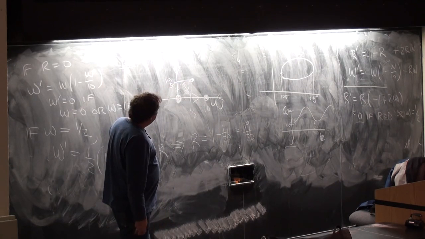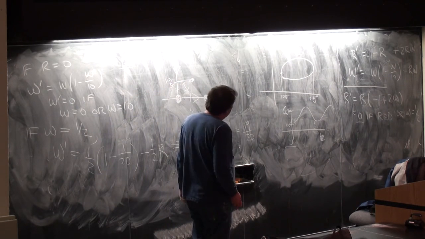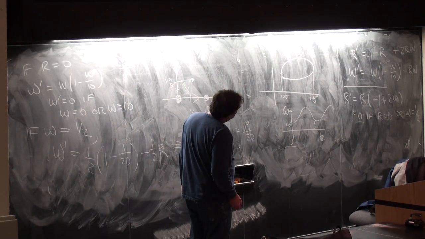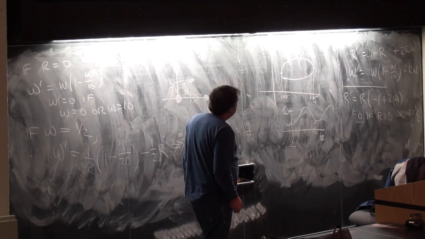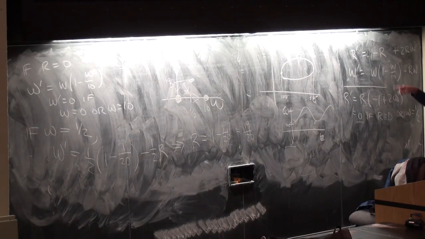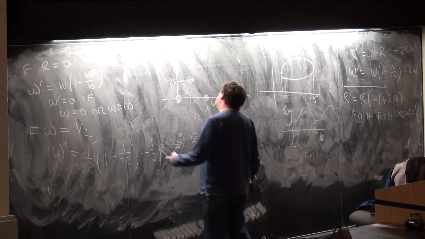Now, when in fact W is always negative, so if R is small, I'm missing something here. I think it spirals in. Yeah, but something's wrong with this.